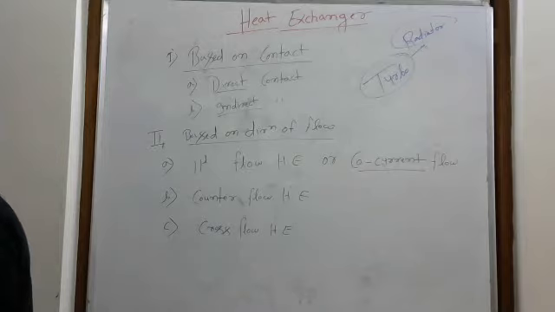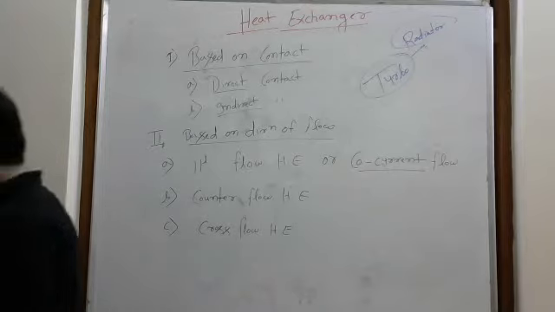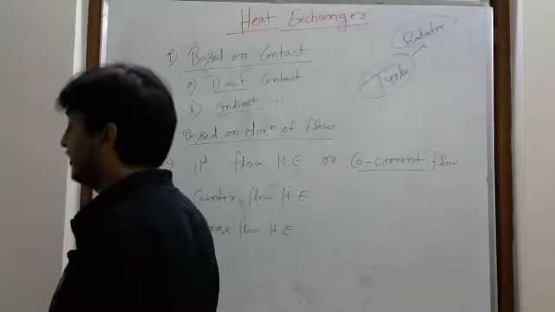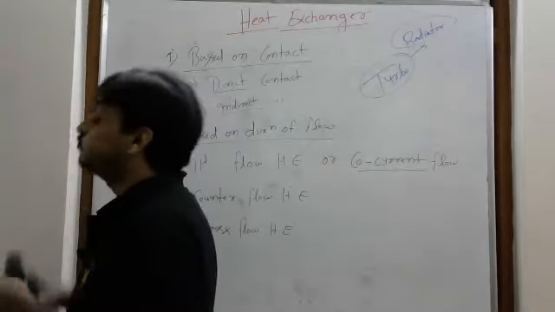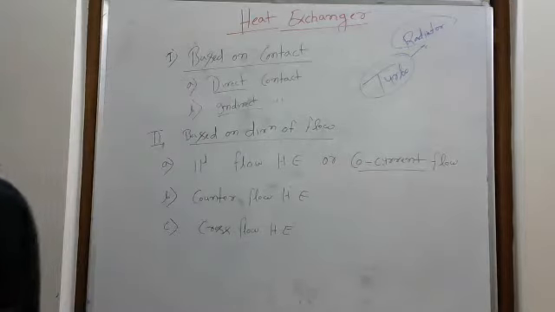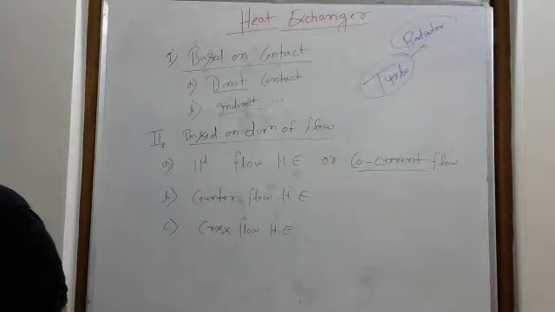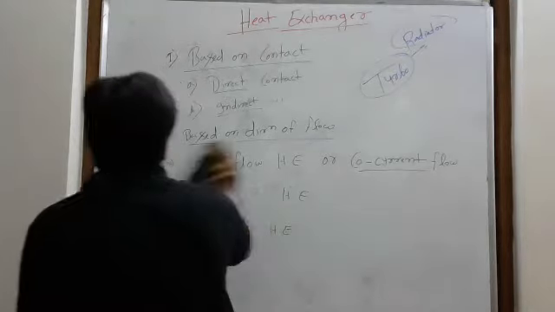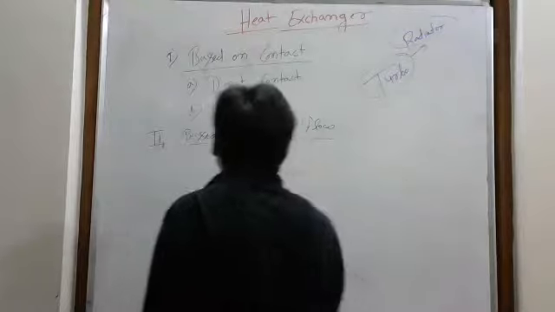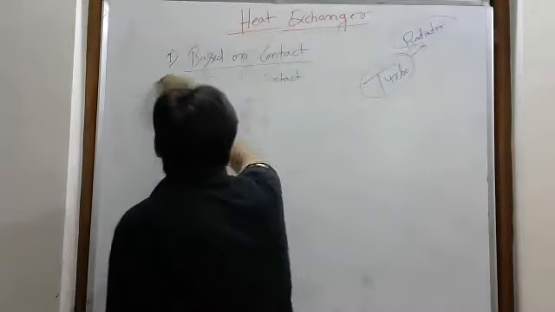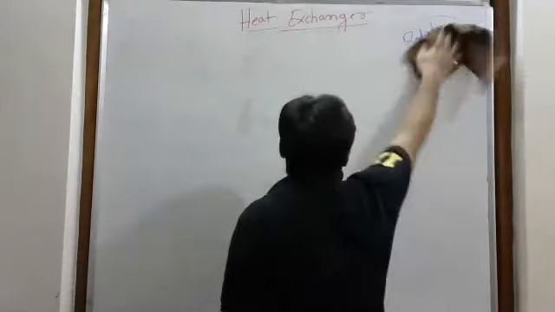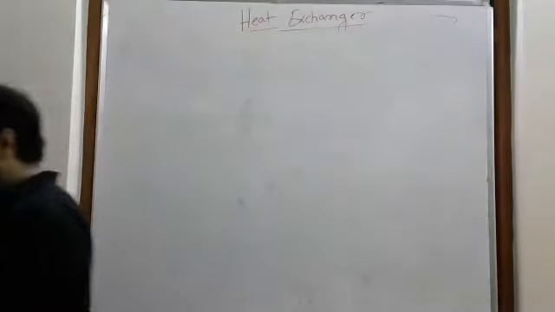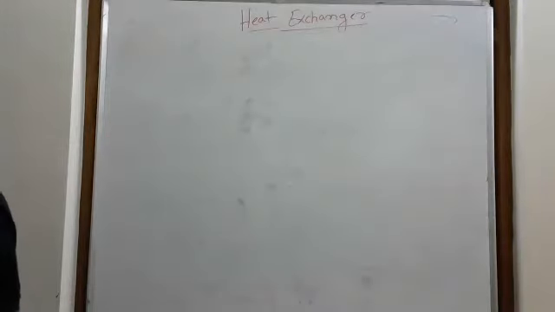Next, based on constructional detail. Here there are two types. One is compact, and the other is bulky. A is compact, B is bulky.